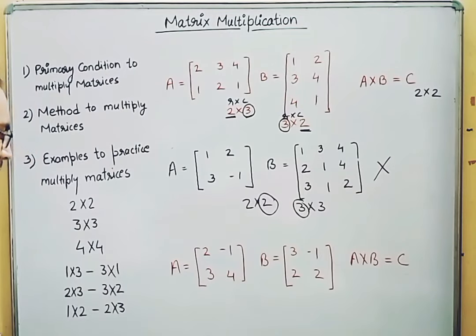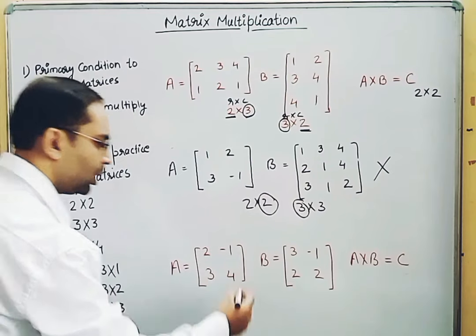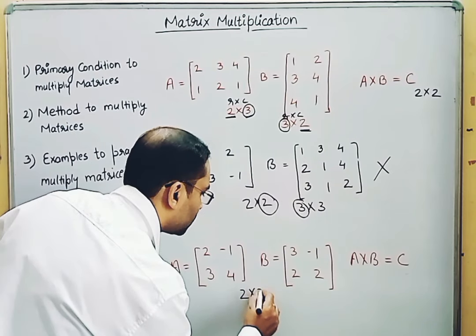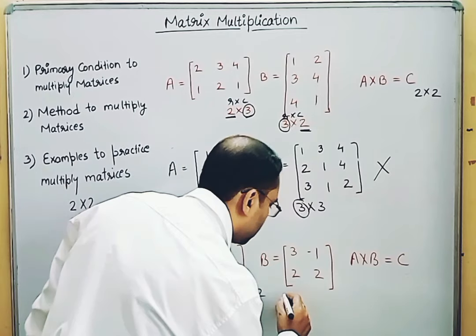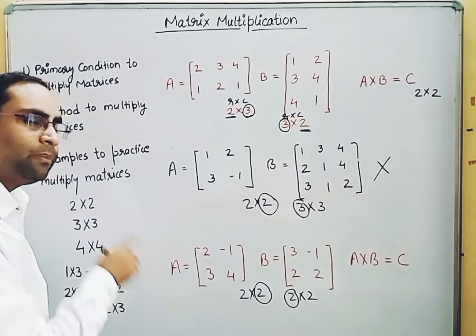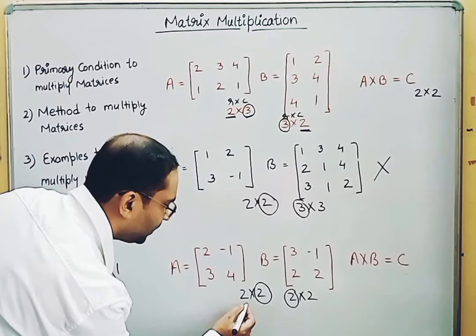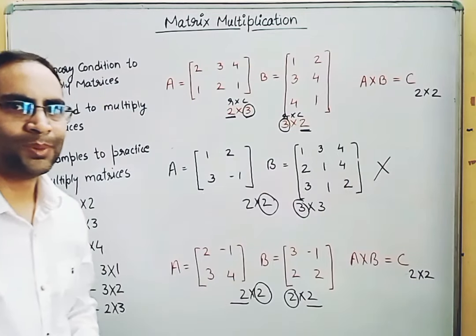Let's see one more example. Here this is A and this is B. The order of matrix A is 2 rows and 2 columns, so 2 cross 2. The order of B is also 2 cross 2. Here the number of columns of A is 2 and the number of rows of B is 2, so we will be able to multiply these, and the resultant matrix would be 2 cross 2.